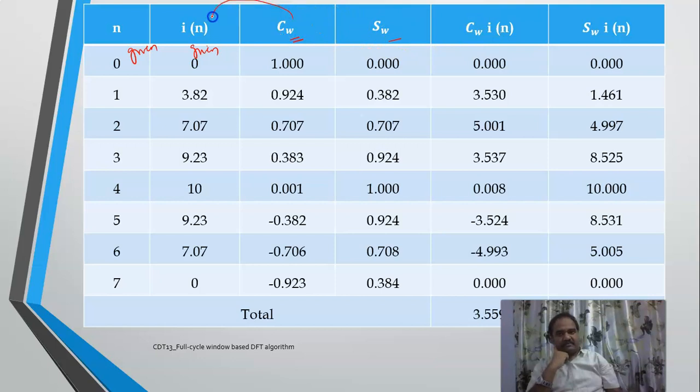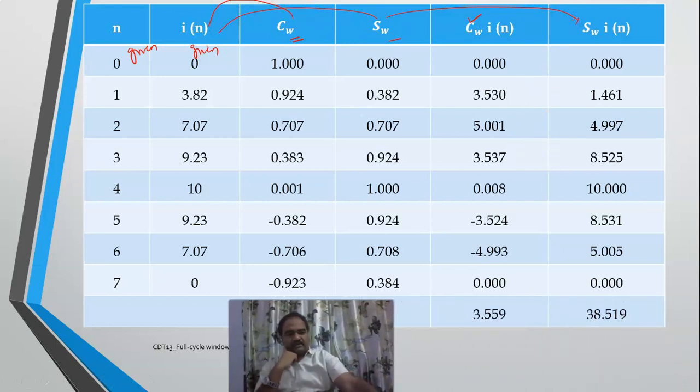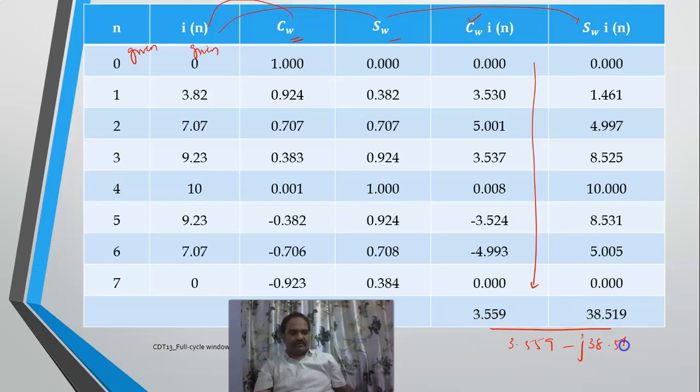Next we multiply these two, and next we multiply these two to get this particular value. And you take the summation of all these three things. So this is the summation of all these data. This is what you have obtained. So it is 3.559 minus j38.51.